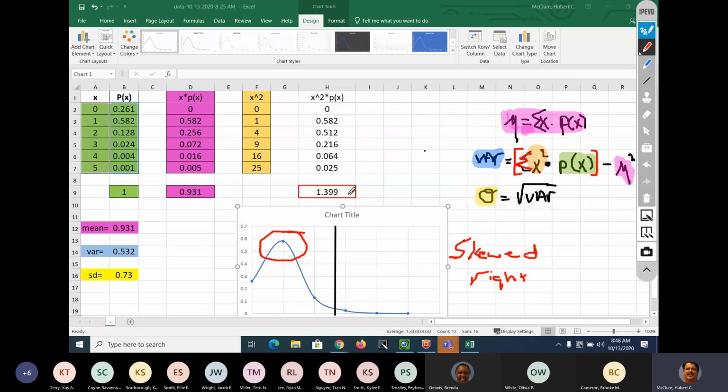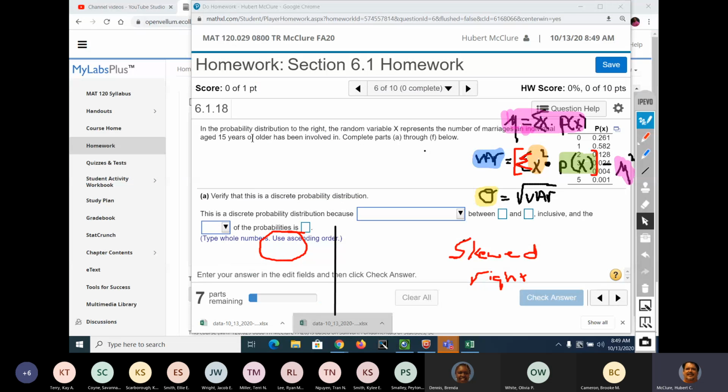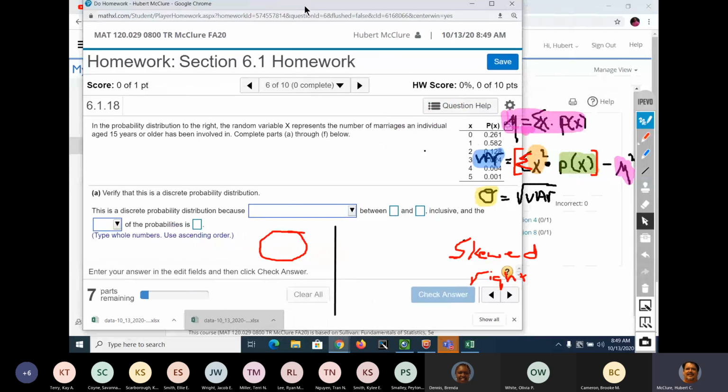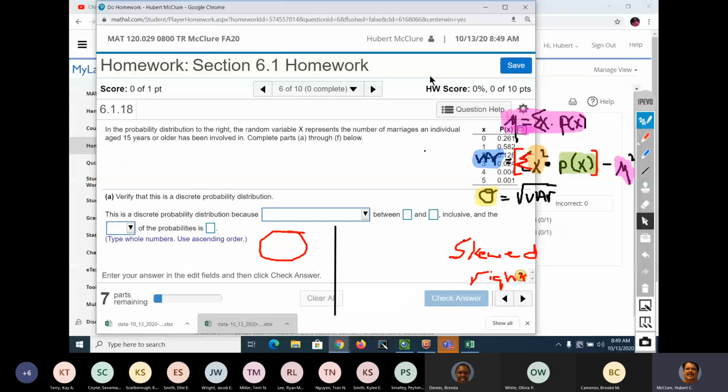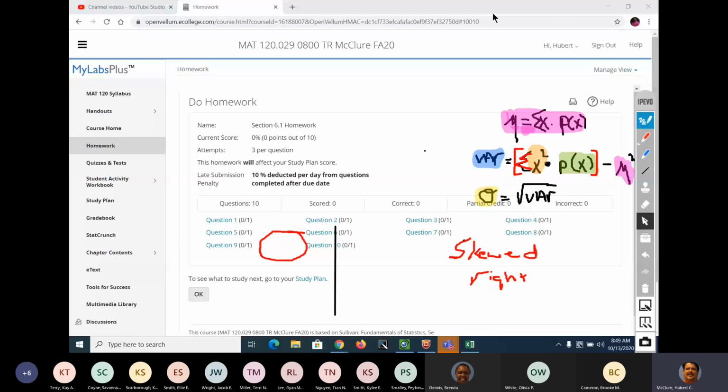There's one more thing the homework question could ask: what is the probability? Does anybody remember what events these were? Let me look and see what the events are called. In the probability distribution to the right, number of marriages an individual age 15 years or older has been involved in. Oh my Lord, might as well say funerals. Anyway, let's go back to the spreadsheet.